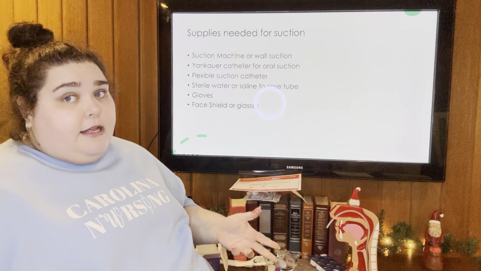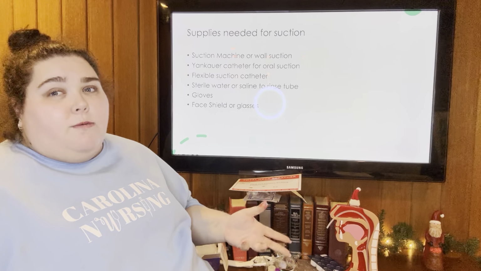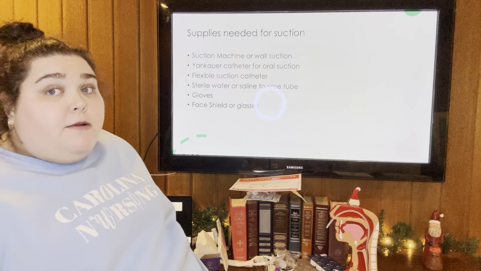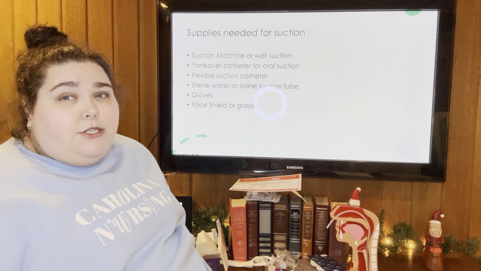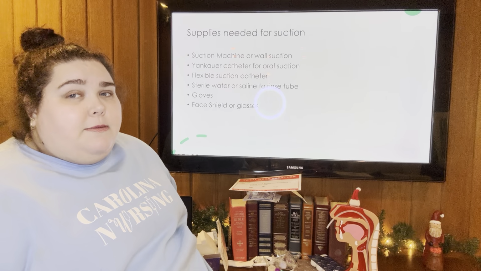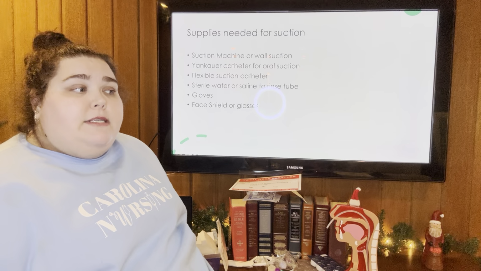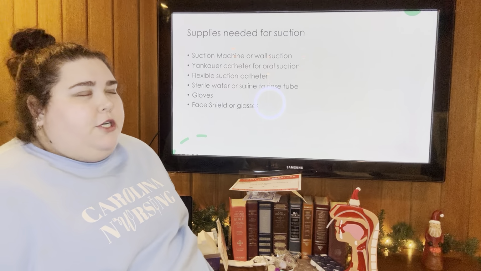Then you want sterile water or saline to rinse the tube with. Usually we use saline in the hospital. In the home setting, you'll often just use tap water. Then you want gloves. Some people will tell you suctioning is a sterile procedure. It depends on your facility and their policies and procedures. In the home setting, suctioning is going to be a clean procedure.